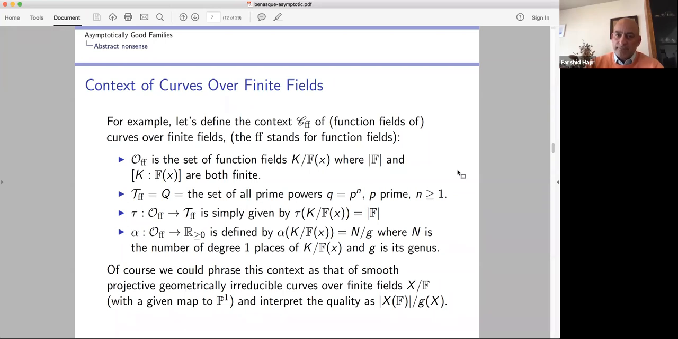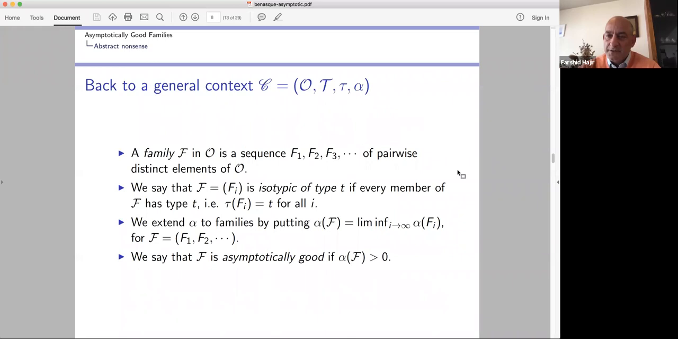So, what do you do when you have such a situation, objects of a certain type and a measure of quality? Well, now you can look at families. A family is a sequence of distinct elements of objects. And I say the family is isotypic of type T if they're all of the same type. So we usually don't go comparing curves over F2, over F7, etc. We keep the type the same. And we extend the notion of quality, the alpha, from individual objects to the family by taking the lim inf of the sequence of qualities of the objects.